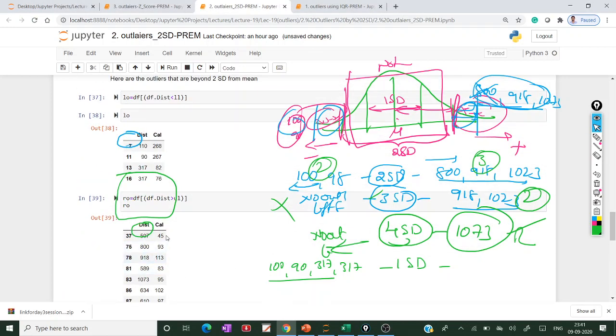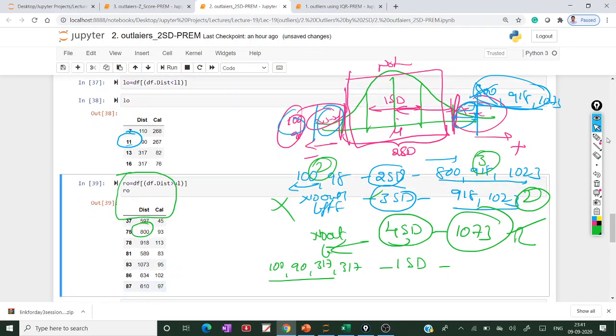So right side, how many? 1, 2, 3, 4, 5, 6, 7. 7 outliers. So right side 7, left side 4, totally 11 outliers. So what you understand from this concept is that when the standard deviation is changed, the outliers are changing.